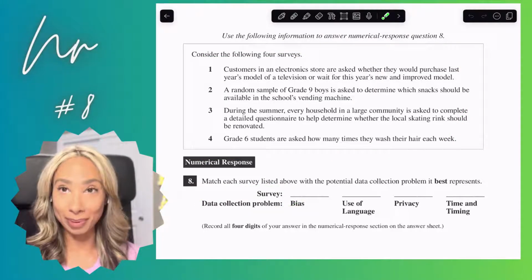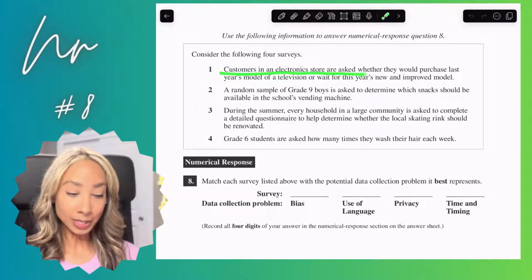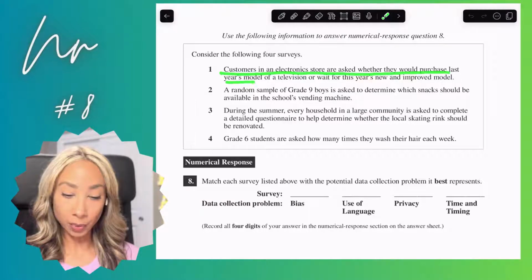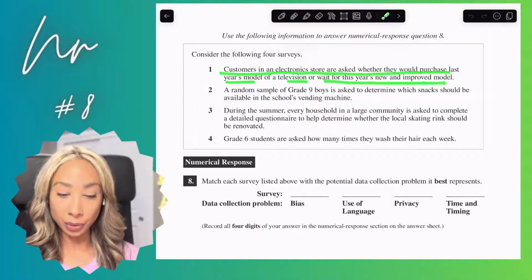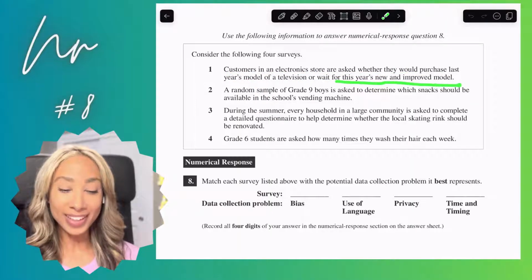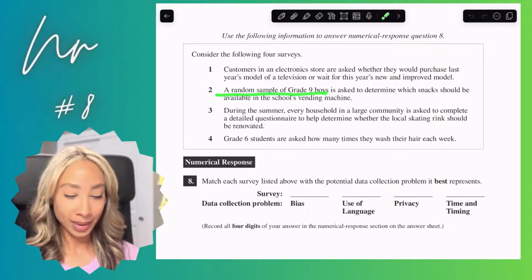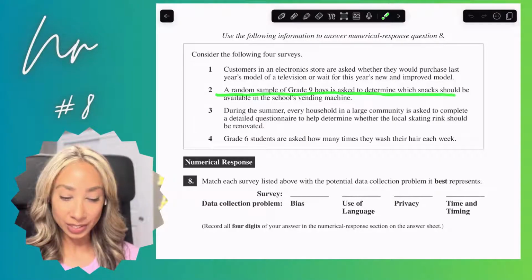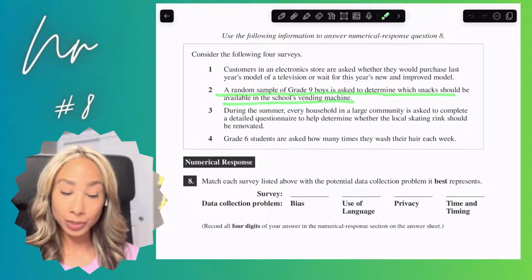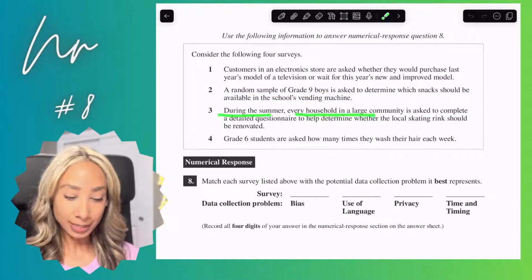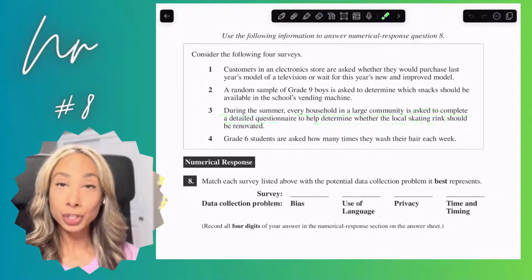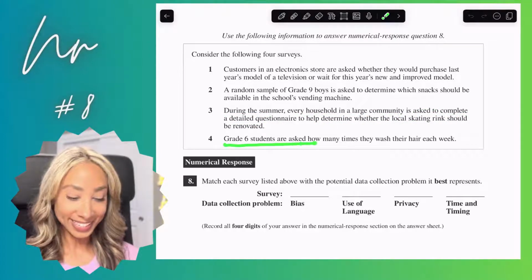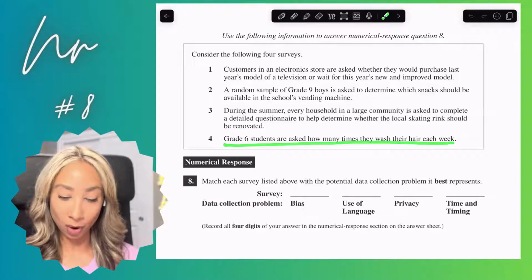and then we can match it up to the different collection problems. So our first one says, customers in electronic stores are asked whether they would purchase last year's model of a television or wait for this year's new and improved model. A random sample of grade 9 boys is asked to determine which snacks should be available in the school's vending machine. During the summer, every household in a large community is asked to complete a detailed questionnaire to determine whether the local skating rink should be renovated. Finally, grade 6 students are asked how many times they wash their hair each week.